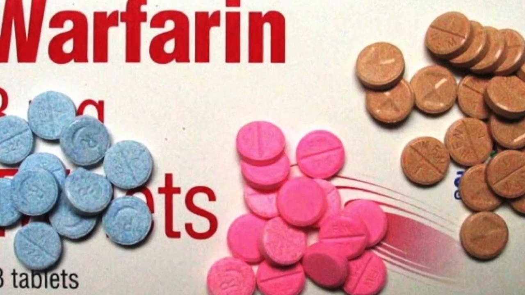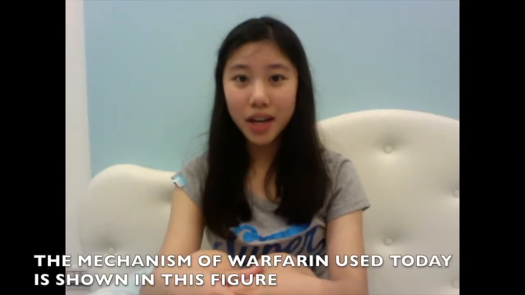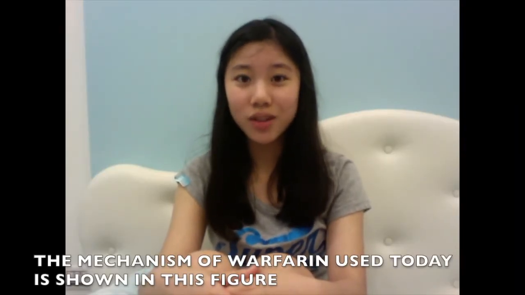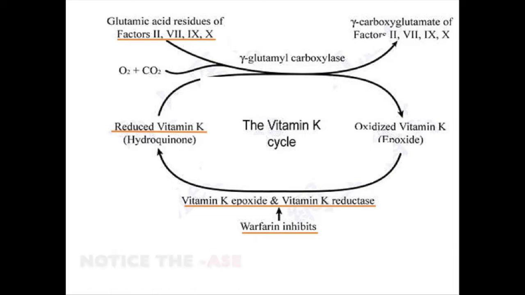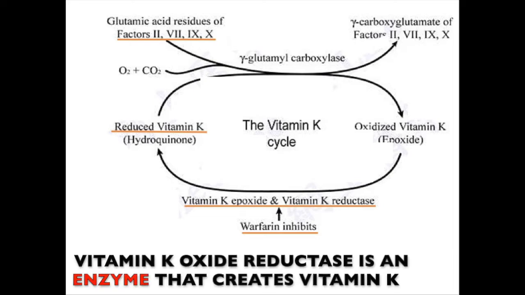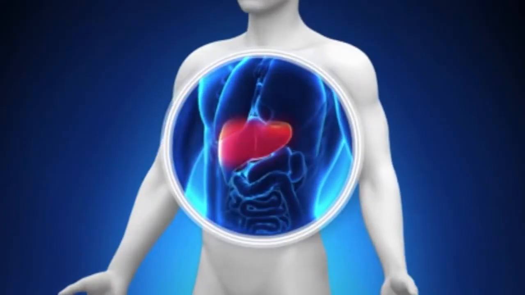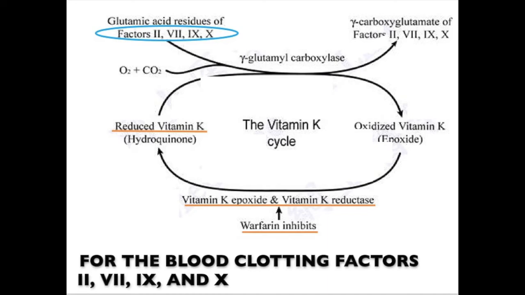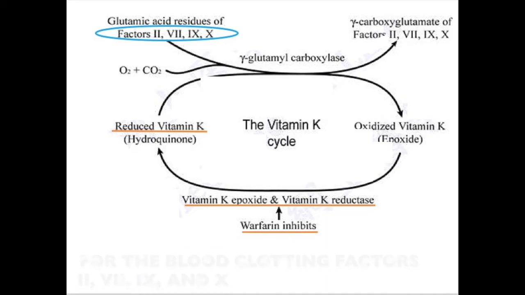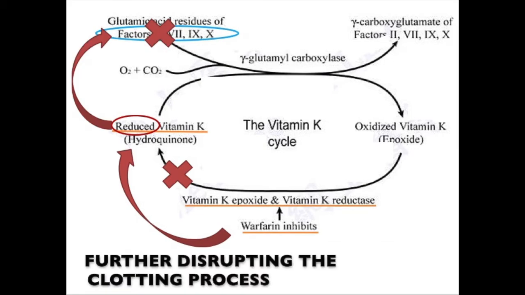Warfarin was first used as a rodent killer drug because it can make mice bleed to death. The mechanism of Warfarin used today is shown in this figure. Warfarin blocks vitamin K oxide reductase. Notice the -ase. Vitamin K oxide reductase is an enzyme that creates vitamin K. Vitamin K plays a vital role in blood clotting, which takes place in the liver, because it acts as a cofactor for the blood clotting factors 2, 7, 9, and 10. So Warfarin simply blocks the production of vitamin K, further disrupting the clotting process.